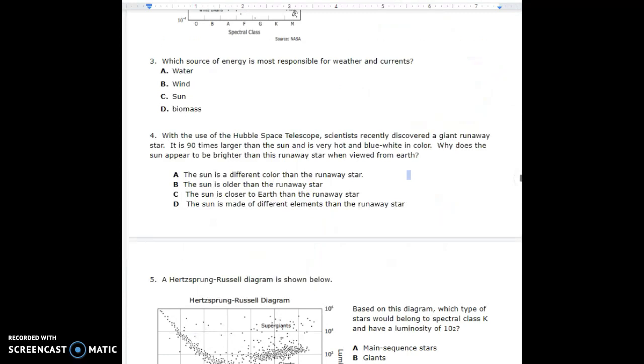Number 3, which source of energy is most responsible for weather and currents? Well, guys, the reason that we have weather and currents is because there are differences in temperatures. Anytime you have even the slightest differences in temperatures, you have a convection current where warm things rise and cold things fall. And that makes things move, not just air, but also water. So what causes a difference in temperatures? That is our sun, only our sun. Sun is usually always the answer when it comes to source of energy.